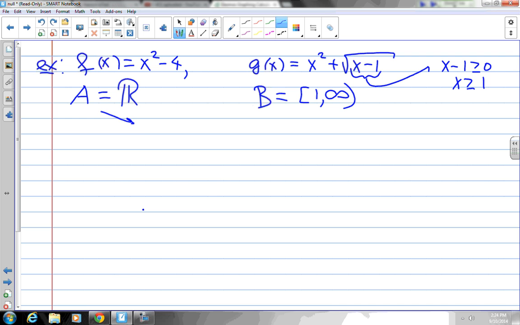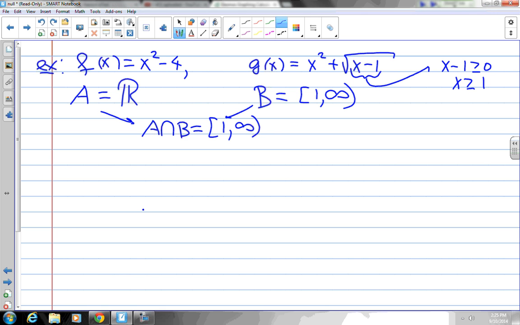So what is the intersection? What do they have in common? One is just everything. The other one is everything from 1 and on. So where do they overlap? Right, from 1 to infinity. This is the overlap. Is that okay?